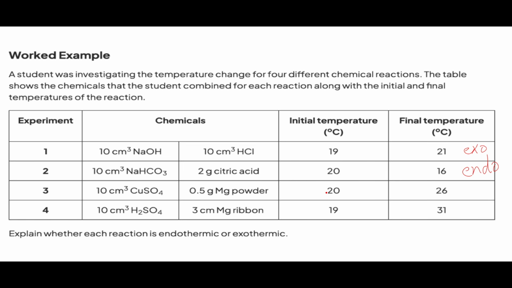Moving to equation and chemical reaction number 3. We started at 20 Celsius degrees, we ended at 26. Yes, you are right. It's exo, releasing energy. Moving to the last one, we started at 19 Celsius degrees and we ended at 31. More than clear. Again, yes, it is exothermic.